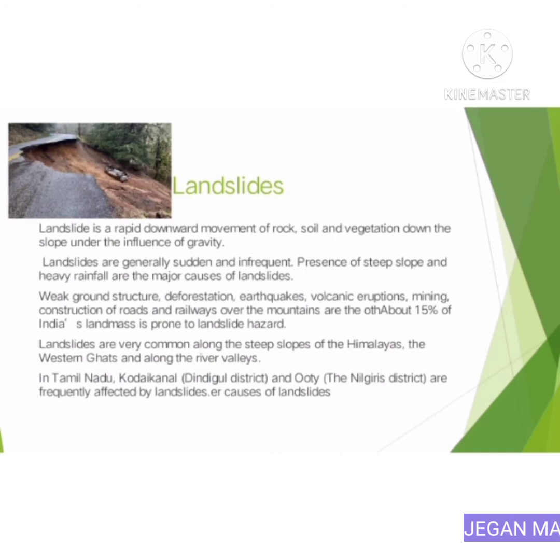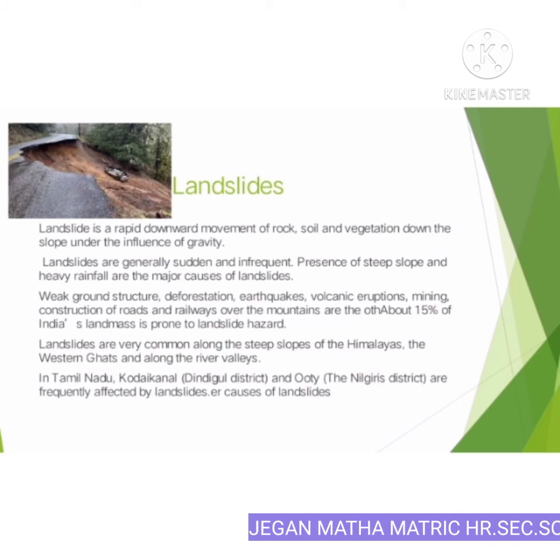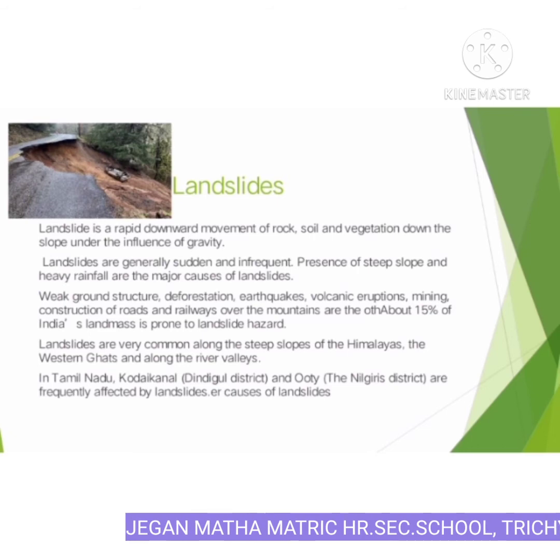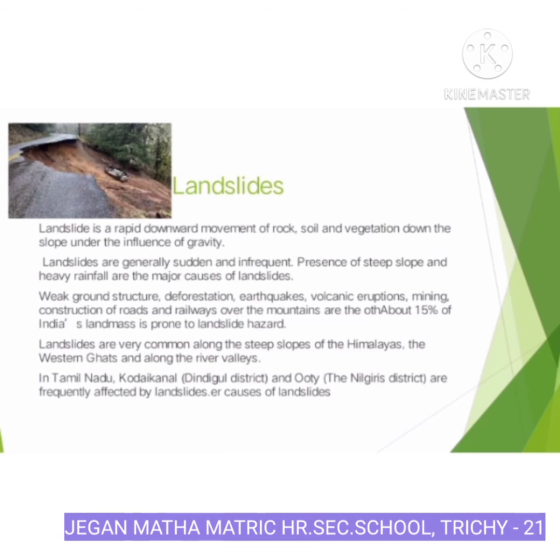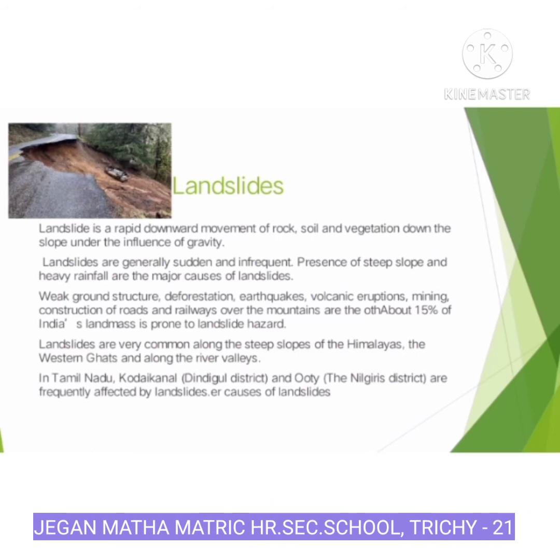Next one is landslide. Landslide is a rapid downward movement of rocks, soil and vegetation down the slopes under the influence of gravity. Landslides are generally sudden and infrequent. Steep slopes and heavy rainfall are the major causes of landslide. Weak ground structure, deforestation, earthquakes, volcanic eruptions, mining, and construction of roads and railways over the mountains are other causes. About 15% of India's landmass is prone to the landslide hazard. Landslides are very common along the steep slopes of the Himalayas, the Western Ghats, and along the river valleys. In Tamil Nadu, Kodaikanal and Ooty are frequently affected by landslide.